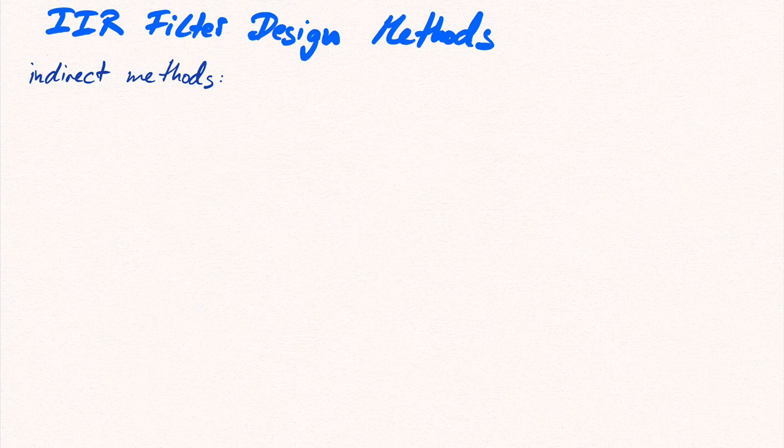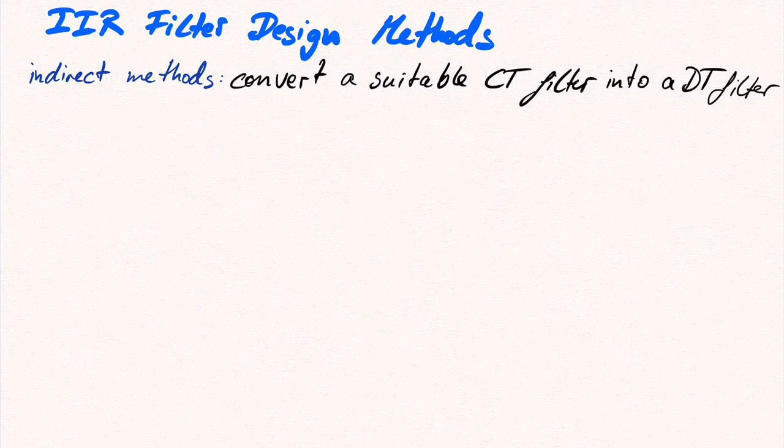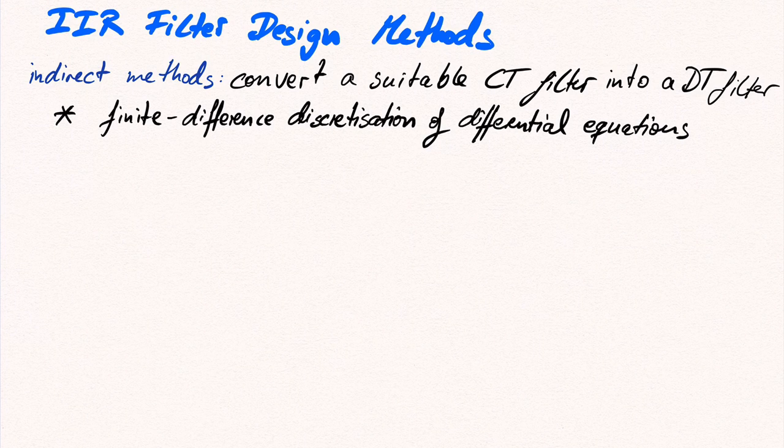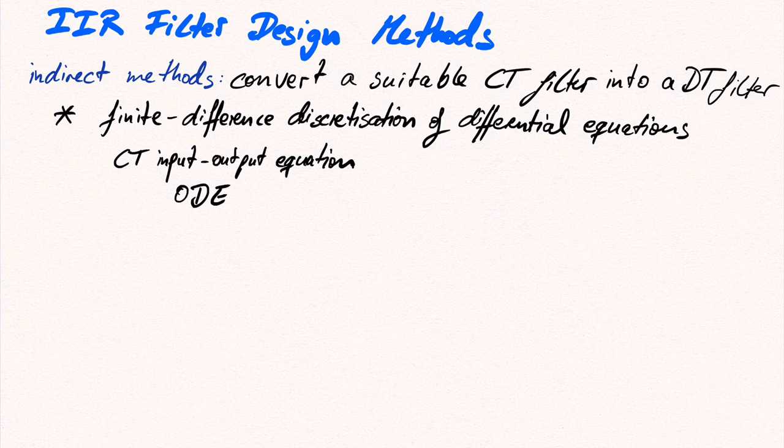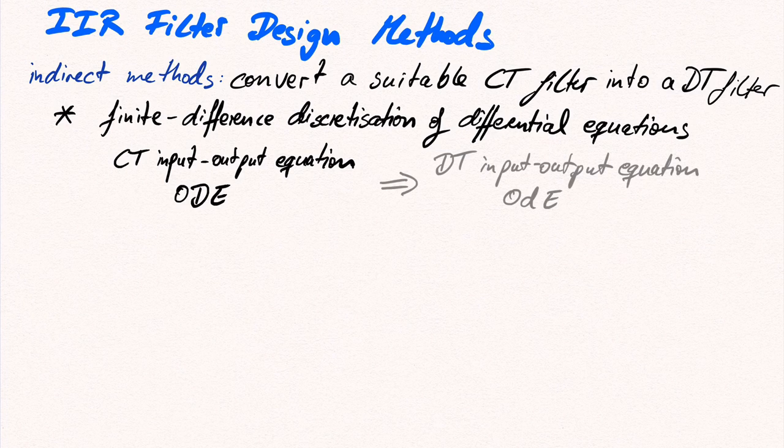Next, we will have a look at indirect methods. They all have in common that one first needs to have a suitable continuous time filter, which is then converted into the desired discrete time filter. The first method is called the finite difference discretization of differential equations. Here, the continuous time input-output equation, given by an ordinary differential equation, is discretized or approximated to yield a discrete time input-output equation, expressed as an ordinary difference equation. We have seen such an example when motivating IIR filters in the previous video.